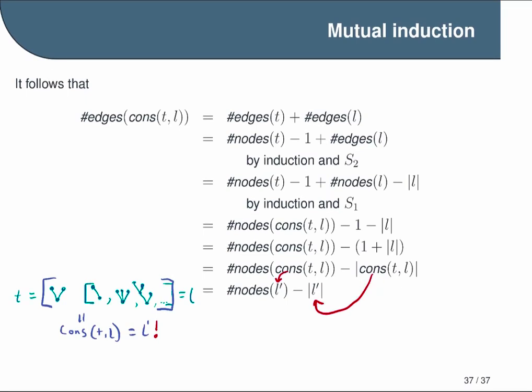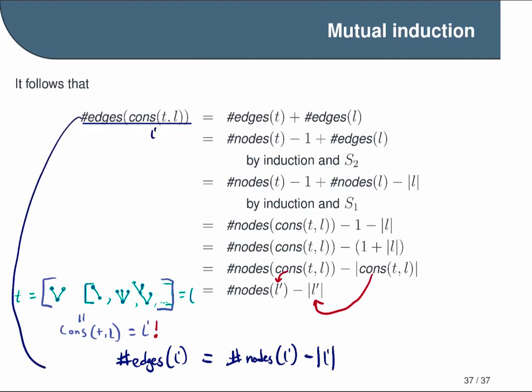Now, to make it absolutely clear that we have done that, we'll just do a little bit of cleanup to put it in exactly the form that we originally stated it in. What we have shown through this chain of substitutions is that the number of edges in L prime is equal to the number of nodes in L prime minus the length of L prime. Now the right side of this equation is just a direct copy of the last line that we just derived. The left side, on the other hand, is a direct copy of the expression we began with, except we're replacing cons T L with L primed, which we know we're allowed to do.